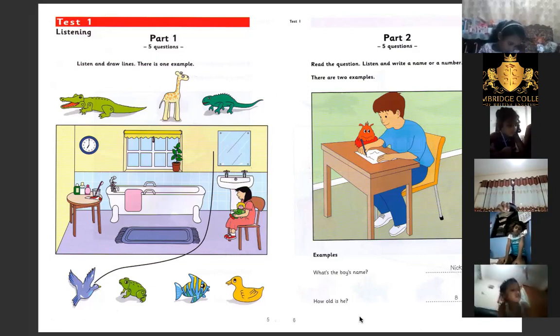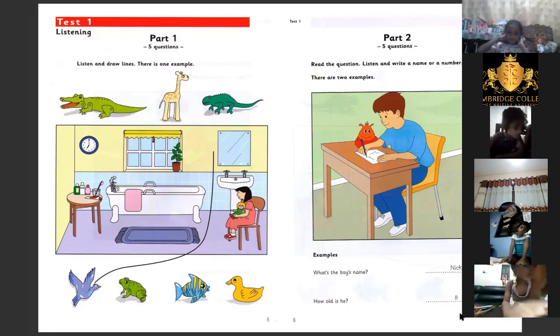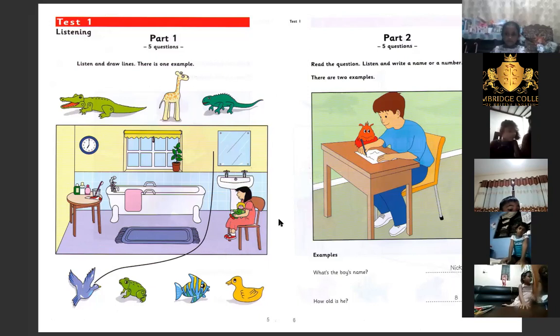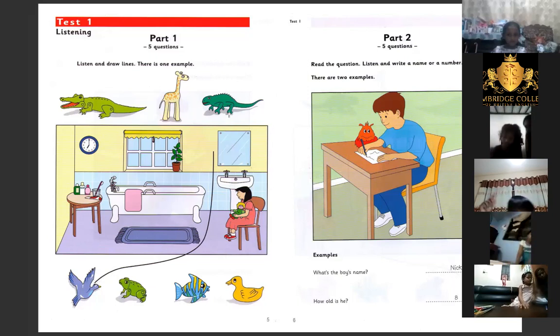Okay, now I'm going to show you the answers. Now let's look at this. I will draw the lines. Listen and look. I will draw the lines. Now check your answers. Put the bird next to the mirror. The bird next to the mirror. That is finished. They have already completed it.